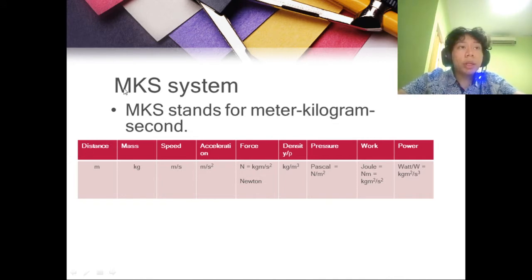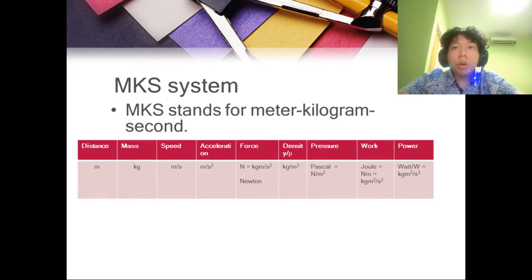In distance, we use meters, mass is kilograms, speed is meter per second, acceleration is meter per second squared. The force we use Newton, and it is kilogram meter per second squared. Density, or the symbol rho, is kilogram per meter cube. Pressure, we use Pascal. Pascal is Newton per meter squared.